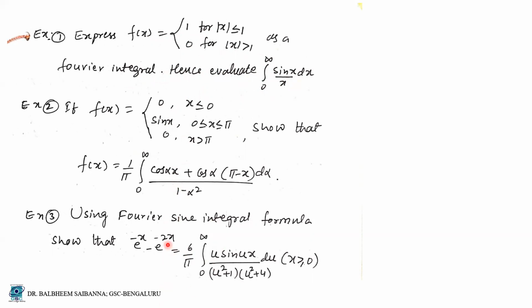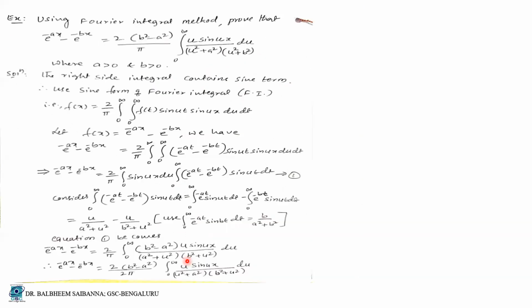And this example is like the previous example. Here actually in the previous example we have e to the power of minus ax and minus e to the power of minus bx. Comparing these two, what will we get?